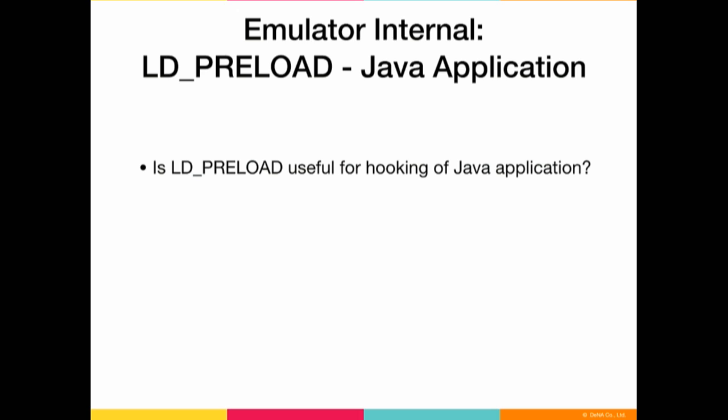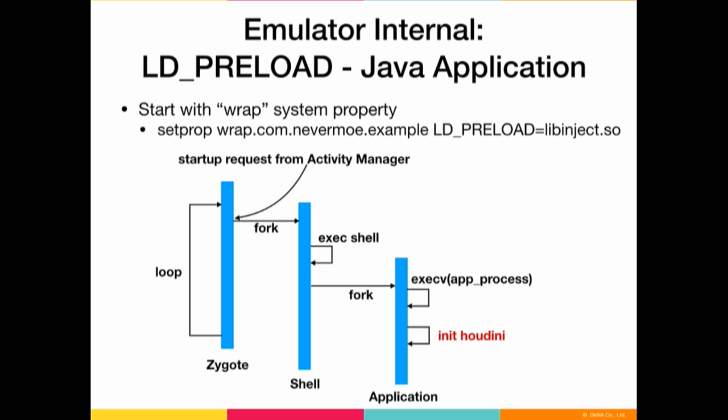Then, can we inject our ARM library using LD_PRELOAD and also take advantage of it in a Java application? The answer is no, and I will show you why in the following slides. To use LD_PRELOAD, we can use the wrap property provided by Android. When you set the wrap property, the application startup is like this.